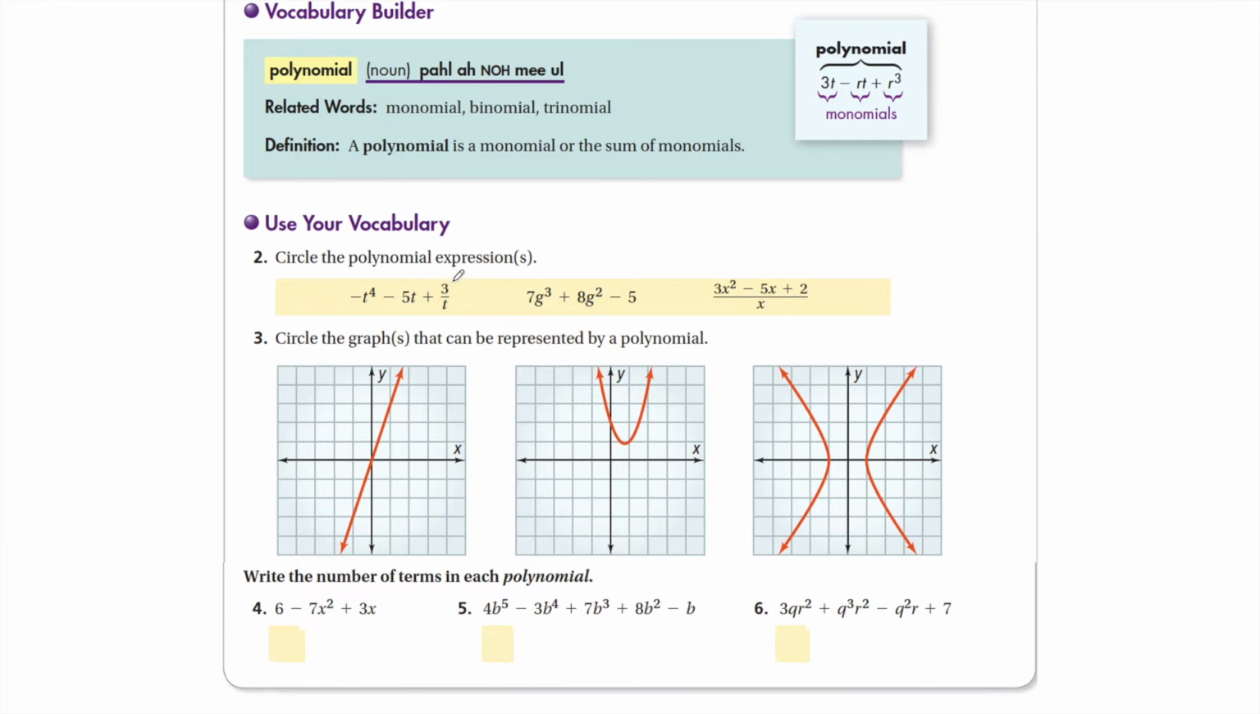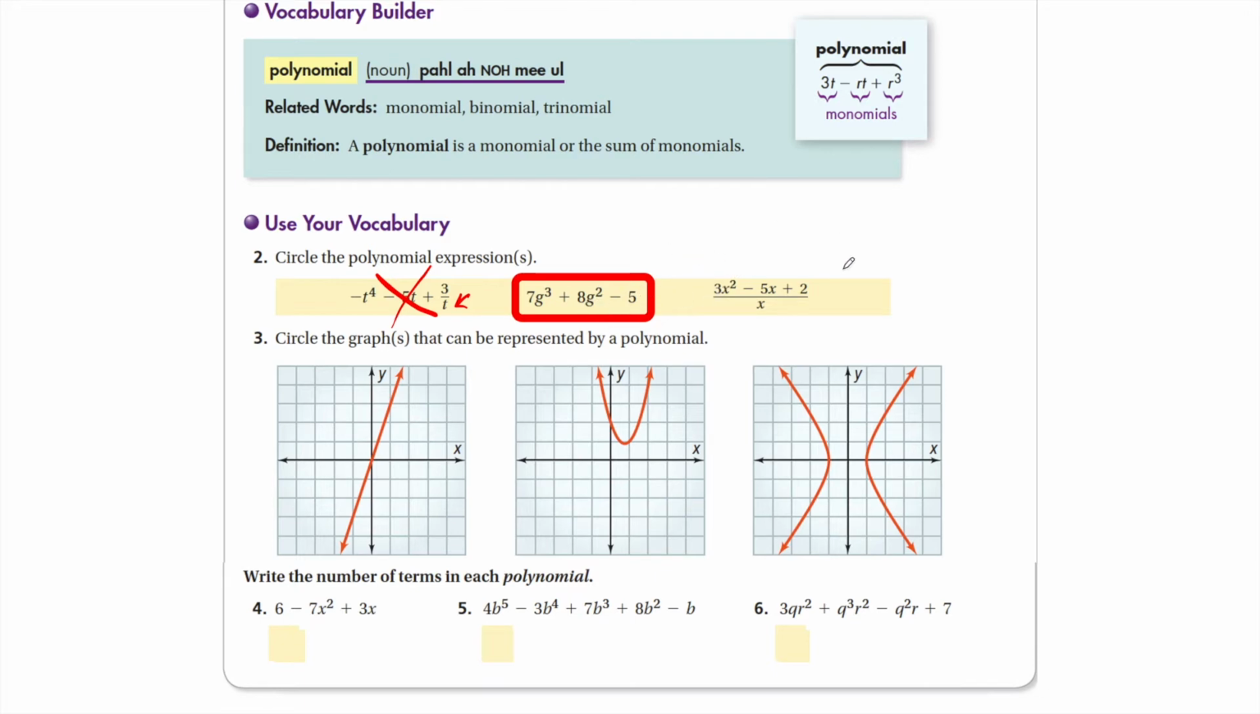Well, in order for something to be a polynomial, once again, you need to have separate terms. And more importantly, you can't have a variable in the denominator. If you have a variable in the denominator, it won't work. So if we take a look at the very first one, this is not going to be considered a polynomial because we have that t in the denominator. So we don't have to worry about that one. The very next one, we do have a 7g cubed, perfect, plus an 8g squared, that's fine, and minus 5. All of these will work because, again, we don't have to worry about dividing by a variable, which means that we know that that is correct.